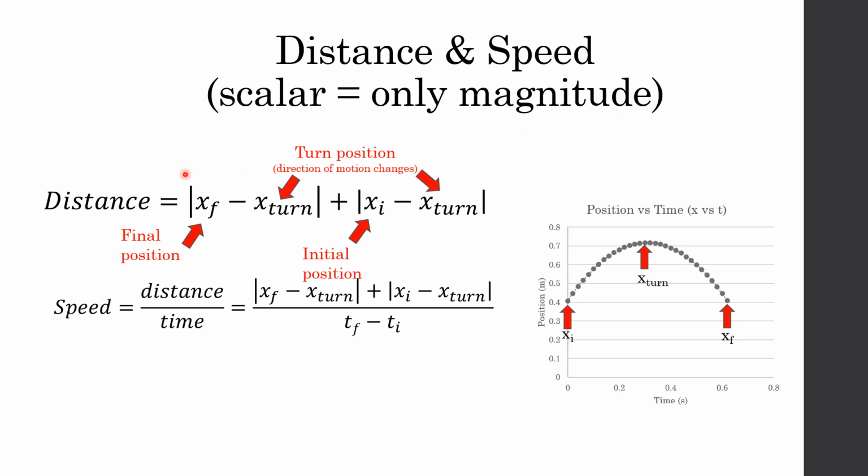Okay, and you can see right here in our equation for distance, that's exactly what we're doing, right? So for distance, if you want to calculate it, you take the absolute value of your final position. If we come over here and look at it on the graph, that would be this guy right here. If we trace a line across, that would be approximately 0.4, right? We're going to subtract our turn position. Okay, so that's going to be this guy up here. The way that you can find it if you have a data table is, it's going to be the point that has the maximum displacement. Okay, so it's going to be farthest away from where you started.